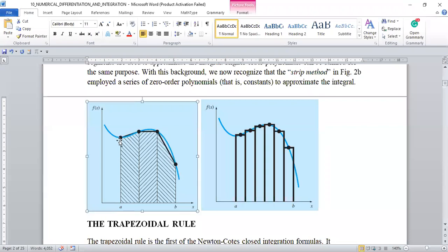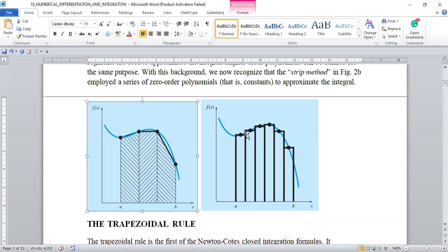So this is a first order approximation of the function using multiple segments. This is a first order approximation because you're using a straight line to approximate the function over the number of segments you are interested in. But this is a zero order polynomial. This is a zero order approximation.